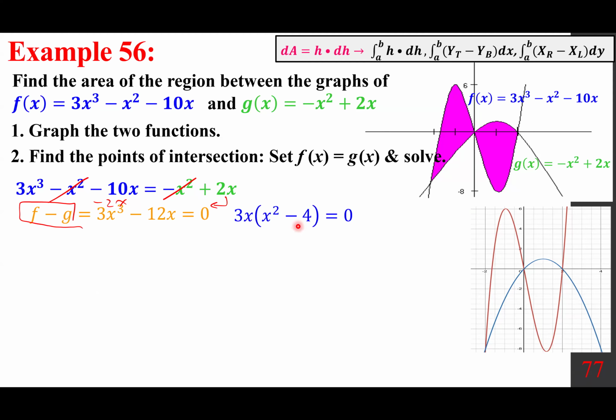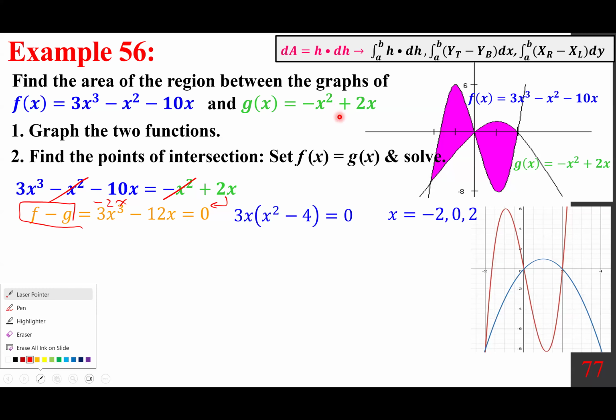3x times x squared minus 4. As you know, x squared minus 4 is x squared equals 4. This gives you plus minus 2. This gives you 0. So we have 3 answers. And now those are points of intersection. X is minus 2 here. And you can plug it in here or there. It's easier to probably plug it in here.